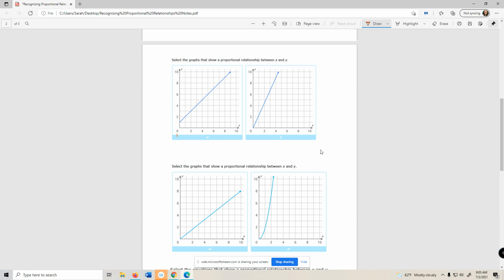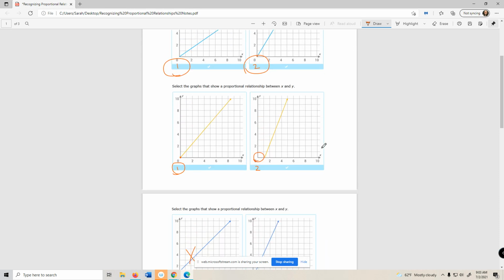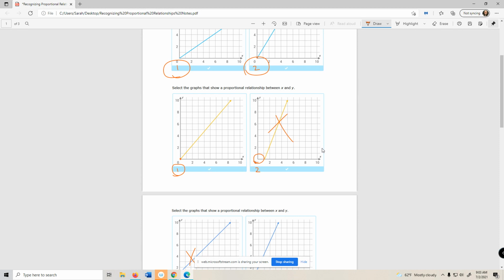Next set of two graphs, graph 1 and graph 2. Graph 1 does not cross the y-axis at 0, so it is not proportional. But graph 2 does. Graph 2 is also a straight line, so graph 2 is proportional. I meant to cross this one just to make it clear.